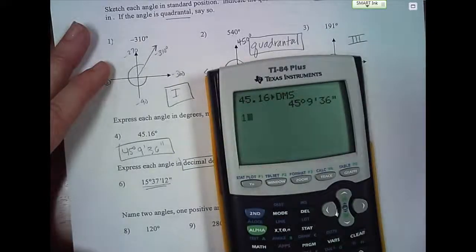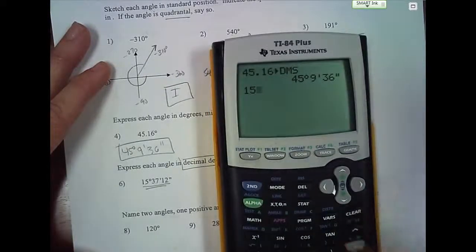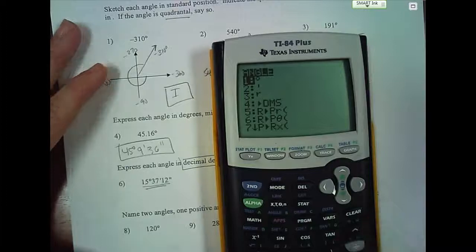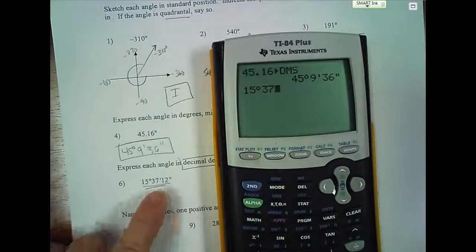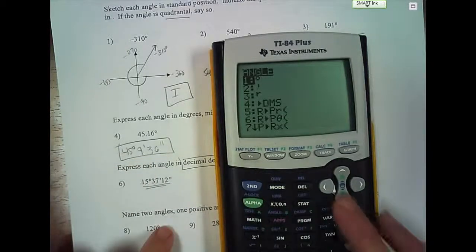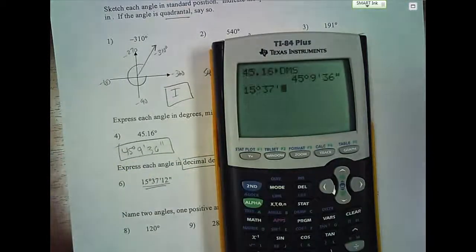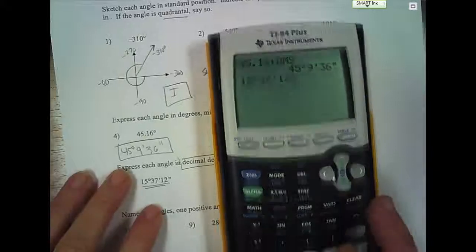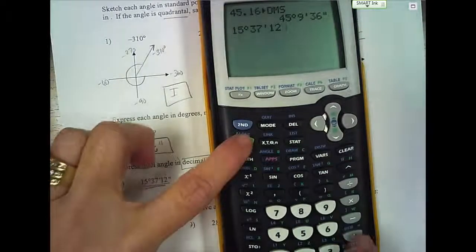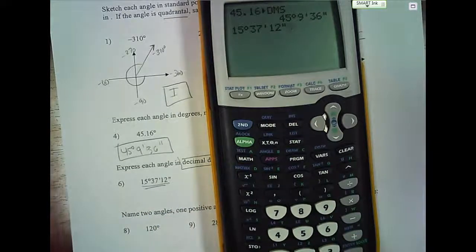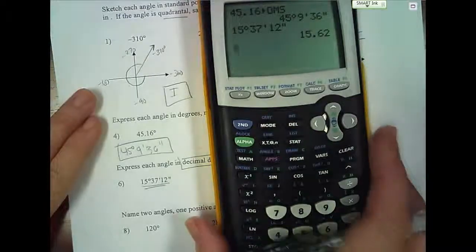So you take 15, you go to second apps, and put your degree symbol right there. Type in 37, go back to second apps, and do your minutes. And then type in 12, and remember our seconds is in a different spot. It's above the plus key. So it's alpha plus. And then hit enter, and you get 15.62 degrees.